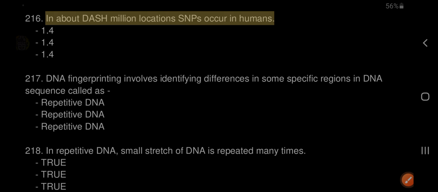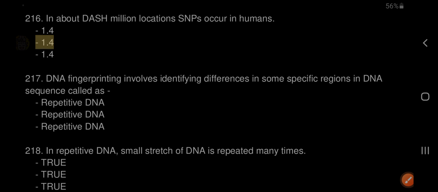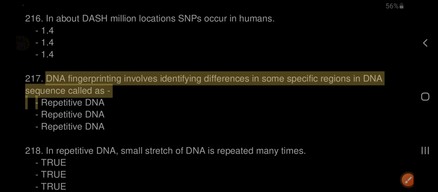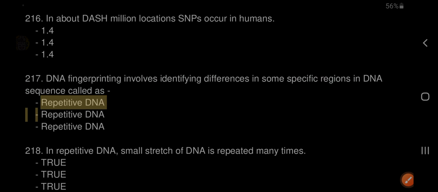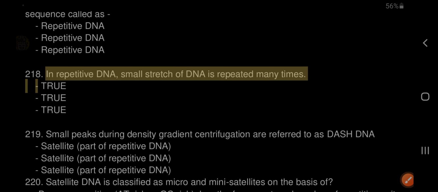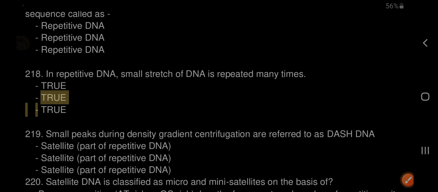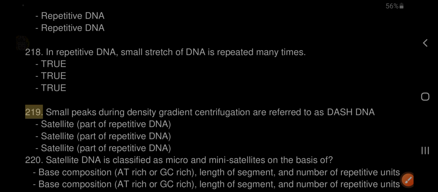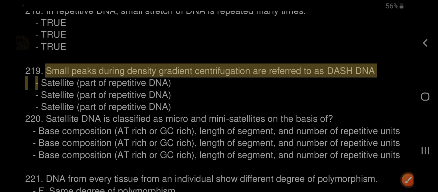1.4. 217. DNA fingerprinting involves identifying differences in some specific regions in DNA sequence called as repetitive DNA. Repetitive DNA. 218. In repetitive DNA, a small stretch of DNA is repeated many times. True.